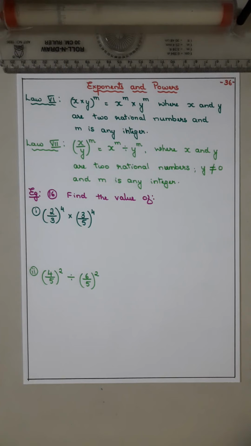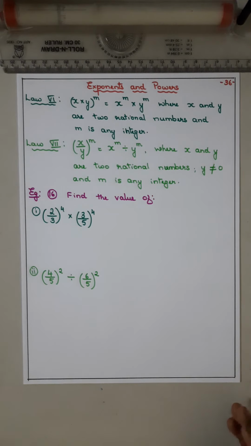Now coming to the sixth law: (x into y) the whole raised to the power m is equal to x to the power m into y to the power m, where x and y are two rational numbers and m is any integer. So, the bases are different, but the power is the same. That means the power is common for both the bases. So, (x into y) the whole raised to m means x to the power m into y to the power m.